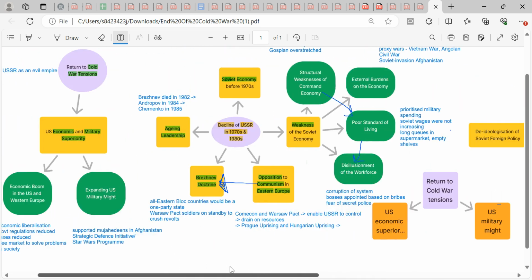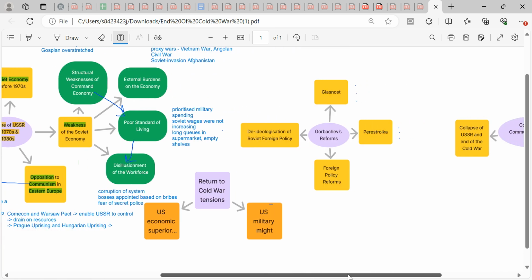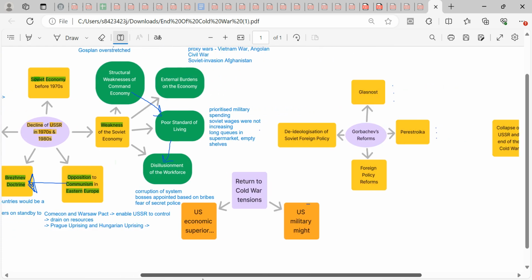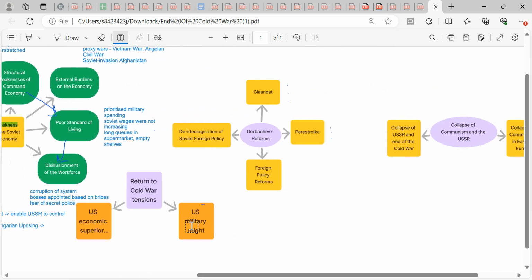Okay, so yeah, that brings us to the end of the return to Cold War tensions. I have it here as well. Yeah, maybe I forgot to delete it. All right, yeah, maybe there's no space here. So just ignore this. All right, now we look at the ascension of Gorbachev.